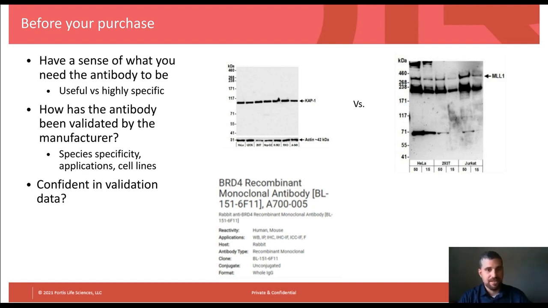Again, keep in mind the question of how this antibody has been validated by the manufacturer, and make sure that you have a good feel for species specificity, what applications this has been validated for, and what cell lines it has been validated for. And finally, use your scientific training. Can you look through this data, and are you confident in this validation data, or do you look at this and you're concerned about what you're seeing?